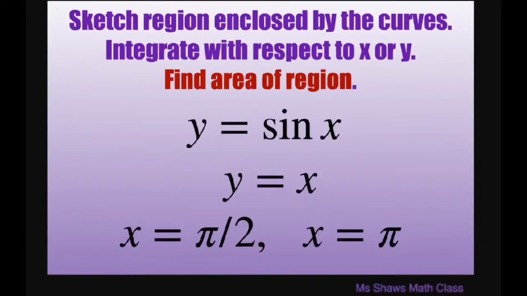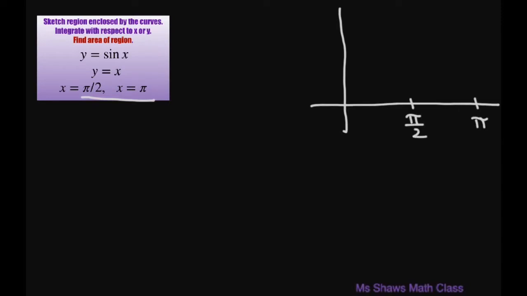Hi everyone, we're going to sketch the region enclosed by the curve y equals sine of x and the three lines we have, and integrate with respect to x and also find the area of the region. So since we're going from pi divided by 2 to pi, let's just look at this part. I'm going to have pi divided by 2 here and pi. I'll put the 1 here and a 1 here.